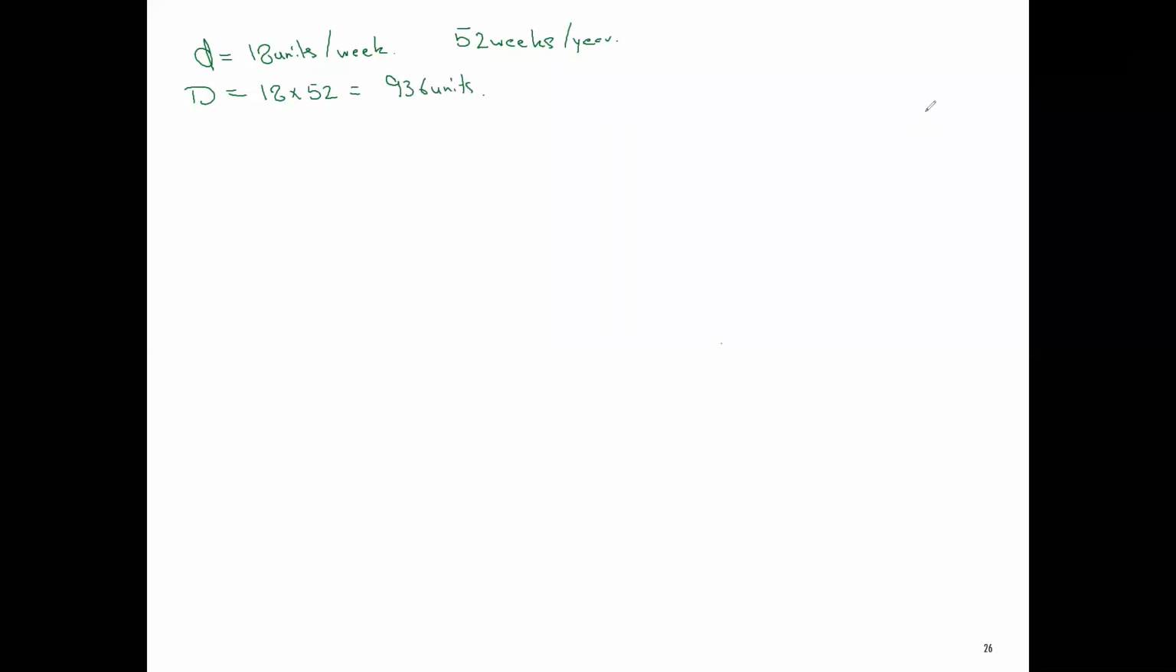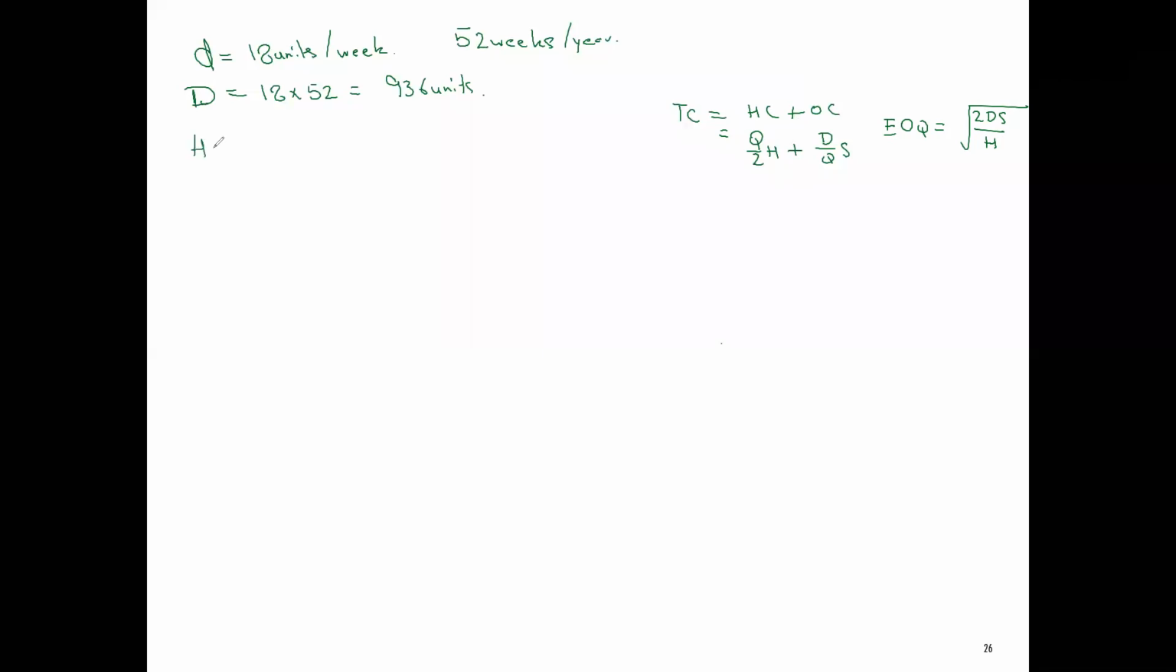Now we also know. Let me just write the formula there. We know that the formula for total cost is the sum of holding cost plus ordering cost. Now holding cost is Q by 2 times H. Ordering cost is D by Q times S. We also know our EOQ is square root of 2DS by H. So first, let's just get all these variables. So we already have the value of D.